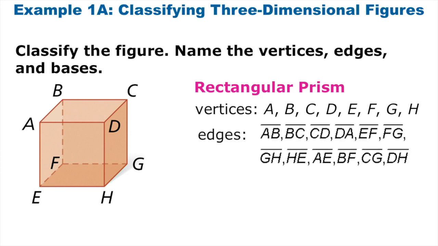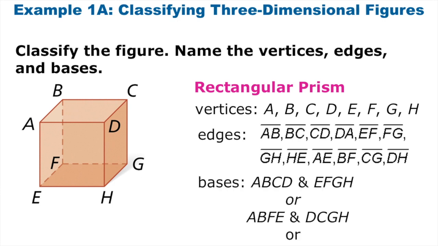And then lastly, it wants us to name the bases. Now, bases do not have to be the top and the bottom of a shape. The definition of a prism is that the bases are parallel and congruent. So in this example, we could have different bases. So here's a list of possible bases. So you could have the top and the bottom, considered bases, or you could have the left and the right side, or you could consider the front and the back to be bases, since all of those are parallel and congruent to each other.